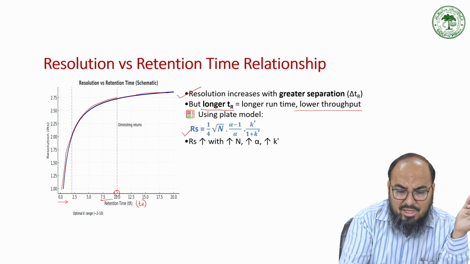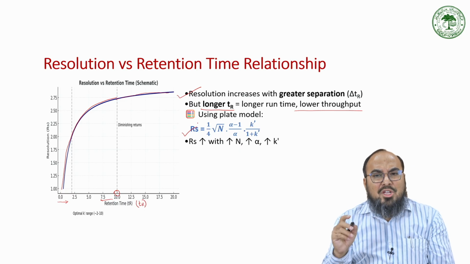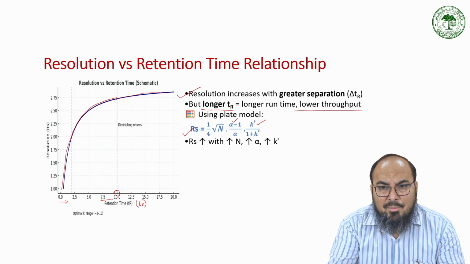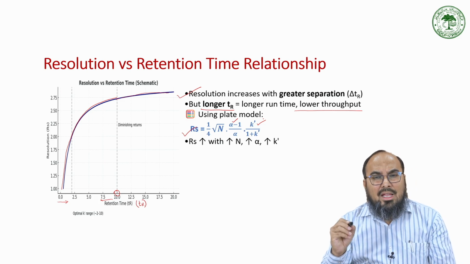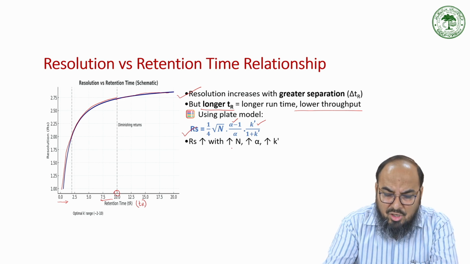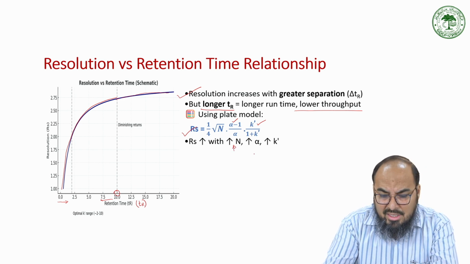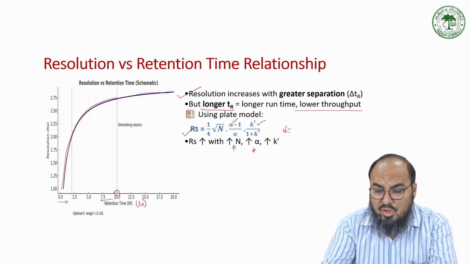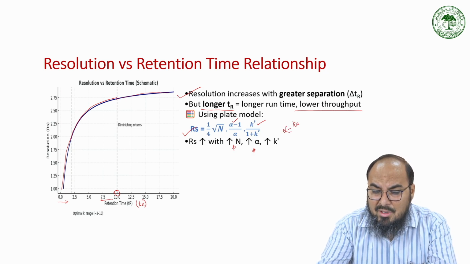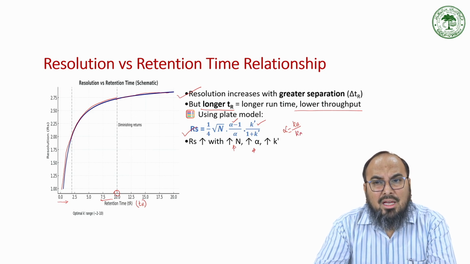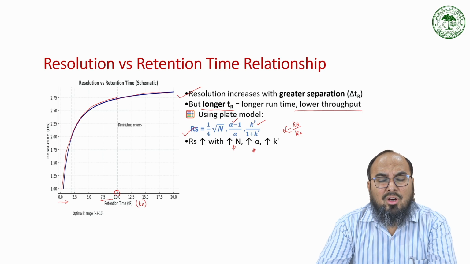Now Rs can also be defined in terms of the efficiency of column N, in terms of selectivity factor, that is alpha, and in terms of capacity factor or retention factor K dash. The relationship is that if you increase the resolution, then the number of plates increases. Similarly, alpha increases. Alpha, for a two component system, can be defined as Kb upon Ka, which gives you the relative interaction of different components with regard to each other.